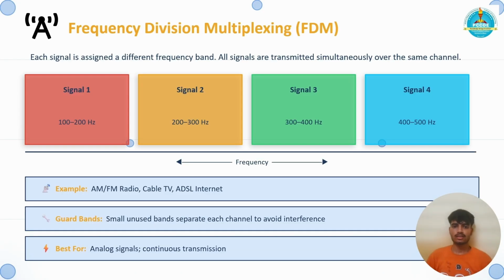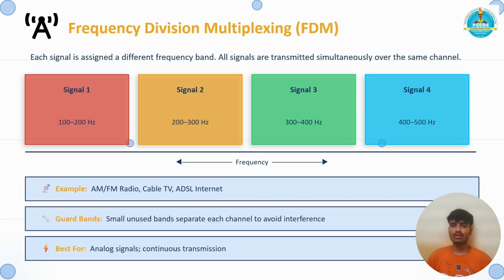Now let us study the first type of multiplexing called frequency division multiplexing or FDM. In FDM, the total bandwidth is divided into different frequency ranges. Each signal gets its own separate frequency band as shown in the diagram. Signal 1 uses frequency from 100 to 200 Hz. Signal 2 uses 200 to 300 Hz, and similarly for the remaining signals. All signals are transmitted simultaneously.